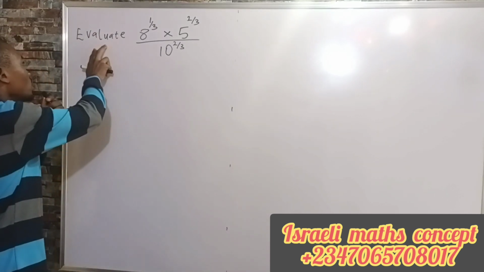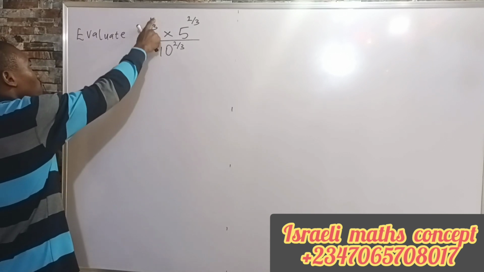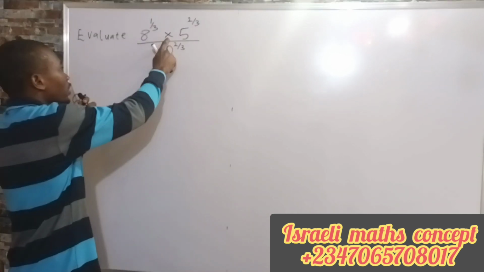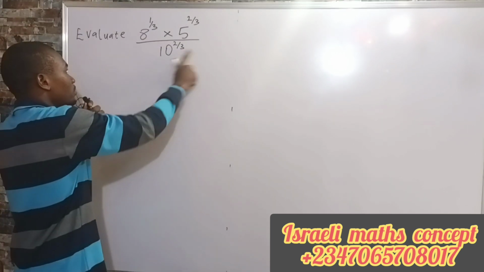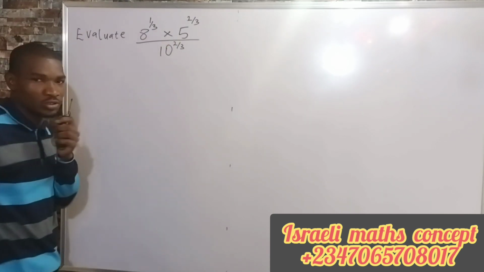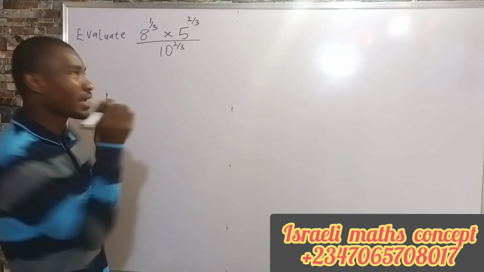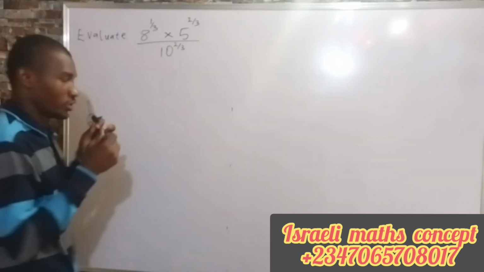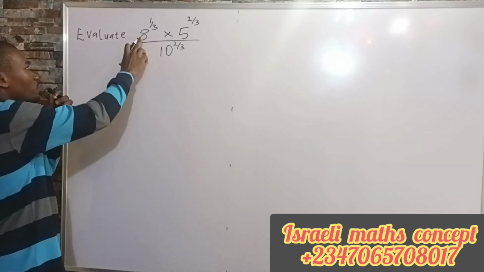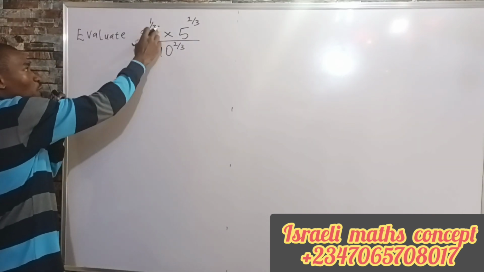We are asked to evaluate 8 raised to the power of 1 third multiplied by 5 raised to the power of 2 third, all divided by 10 raised to the power of 2 third. Basically, I will be applying the laws of indices in solving this given problem. So watch out what I'm going to do here. So let's begin with 8 raised to the power of 1 third.